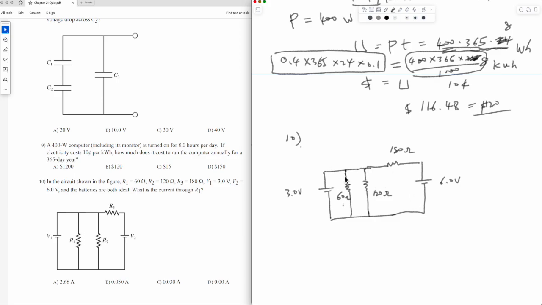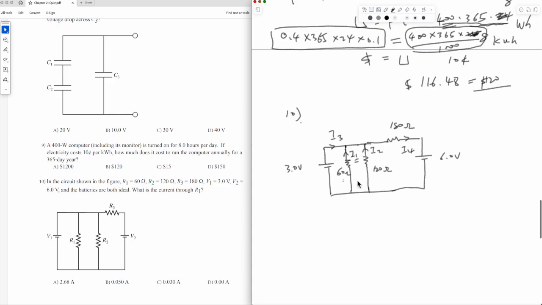So let's make a current in each branch: I1, I2, I3, and let's make this I4. You have 4 branches, and you're looking for I1. Every branch has a current.